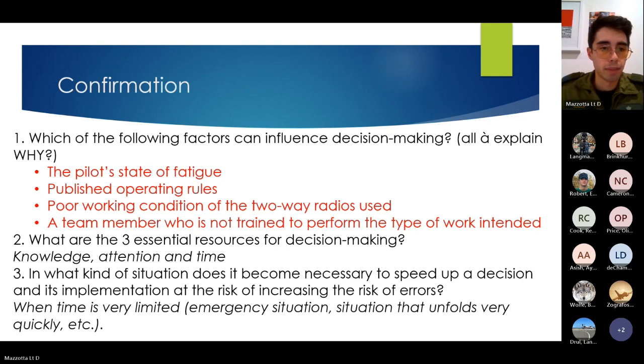Which of the following factors do you think influence decision making? So do you think the pilot's state of fatigue is going to influence decision making? And if so, why?